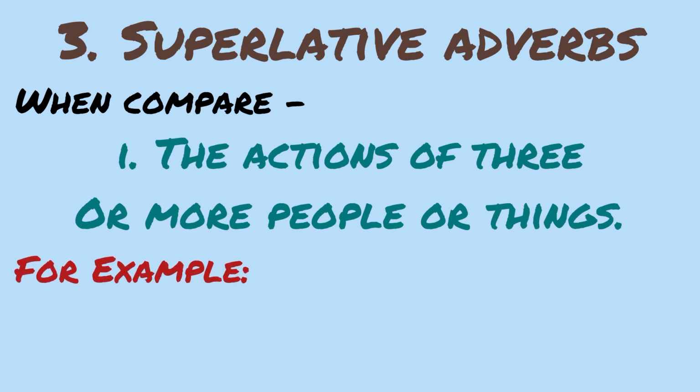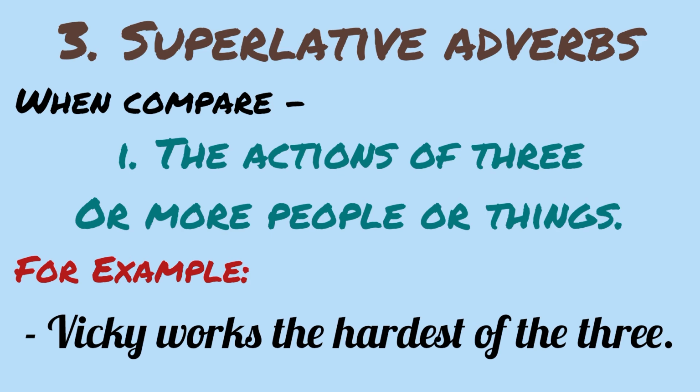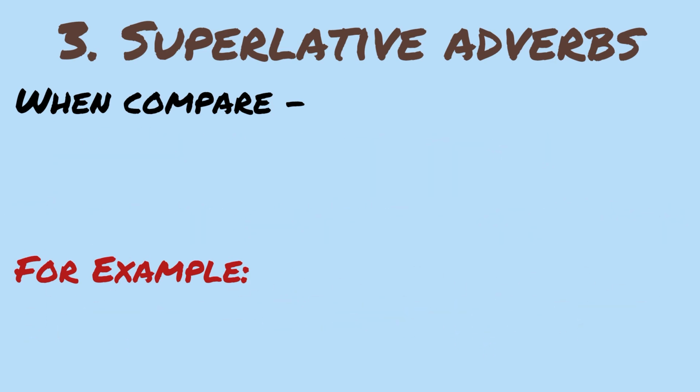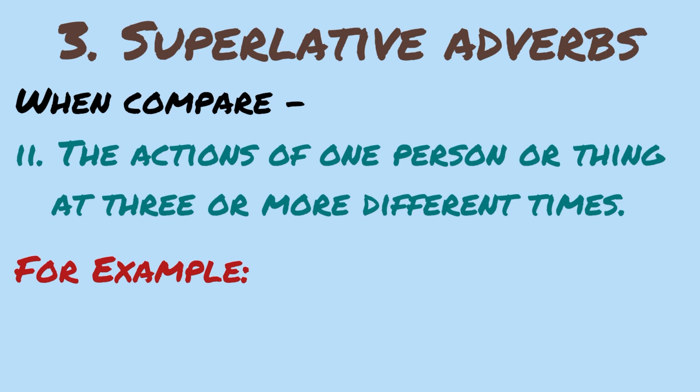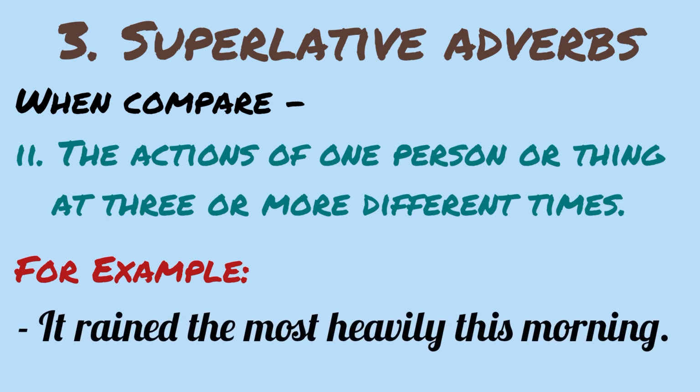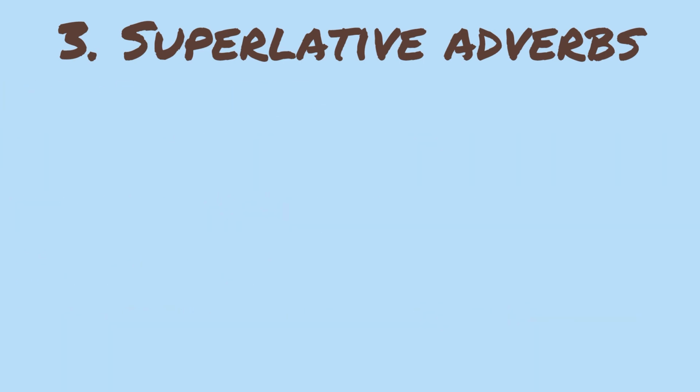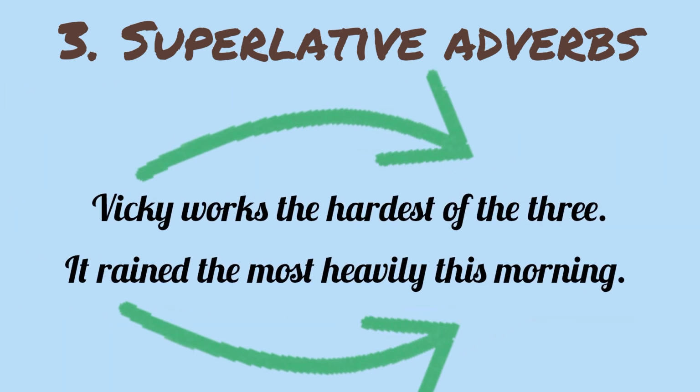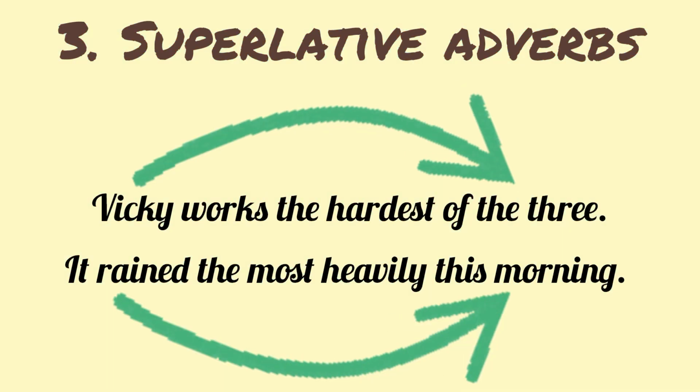For example, Vicky works the hardest of the three. We use superlative adverbs when we compare the actions of one person or thing at three or more different times. For example, it rained the most heavily this morning. In these examples, one's action is compared with more than two persons or different times.